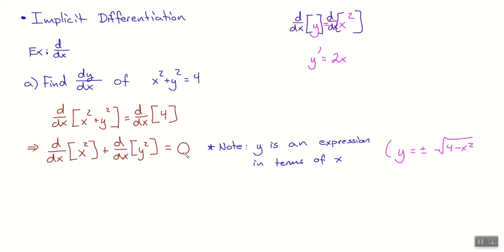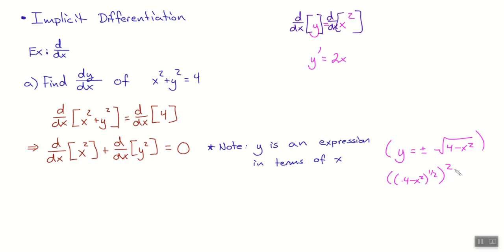If I put that in here, and I'm not going to put it in, I'm just trying to make sure we can connect this piece. Do you agree that this d dx of y squared could then be this: 4 minus x squared to the 1/2, squared? Is that still y squared?